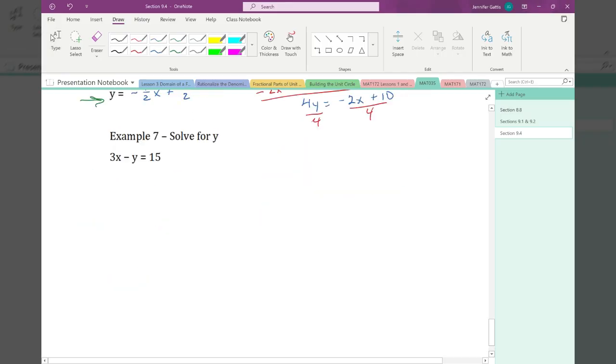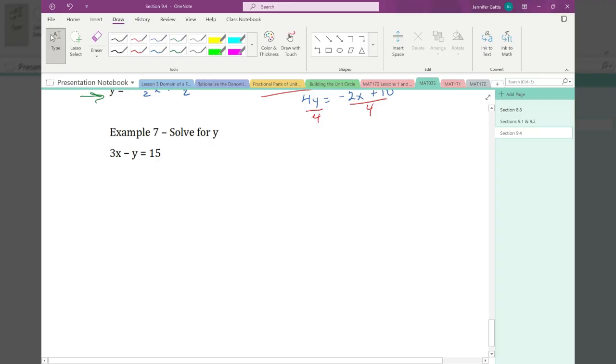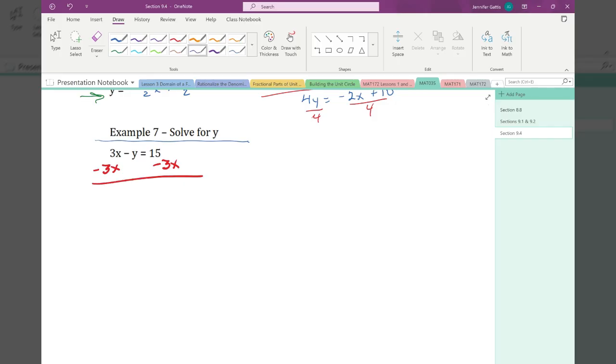So last but certainly not least, go ahead and give example 7 a try. For example 7, let's subtract the 3x from both sides. And then we're left with negative y is equal to negative 3x plus 15. Then we can divide everything by negative 1. And that leaves us with y is equal to 3x minus 15.